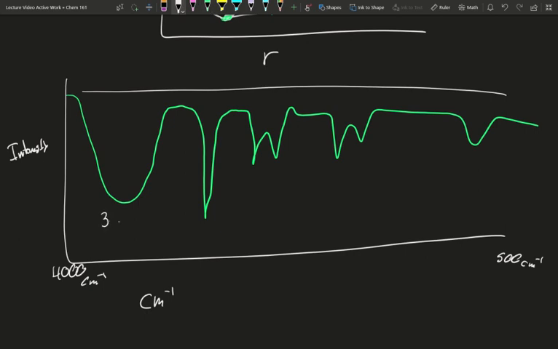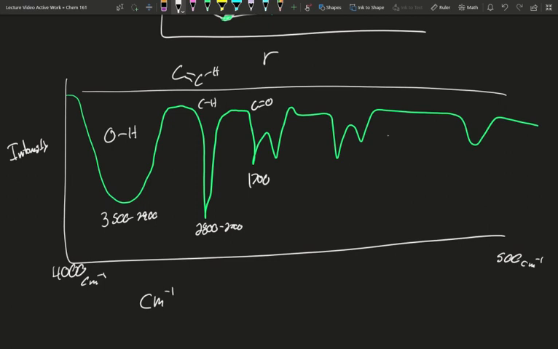Things out in the 3,500 to about 2,900 range tend to be OH vibrations. Things in the 2,800-ish to 2,700 are types of CH bonds. If you have carbon with a double bond to another carbon, then a hydrogen, well, that can show up here as well. Out in the 1,700-ish range, you get carbon double bond oxygen. And so on and so on.